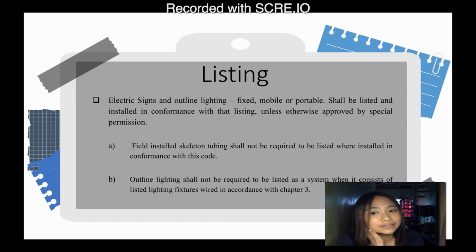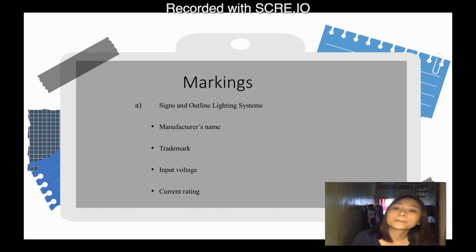Listing: electric signs and outline lighting, fixed, mobile or portable, shall be listed and installed in conformance with that listing, unless otherwise approved by special permission. Letter A, field installed skeleton tubing shall not be required to be listed where installed in conformance with this Code. Outline lighting shall not be required to be listed as a system when it consists of lighting fixtures wired in accordance with Chapter 3.